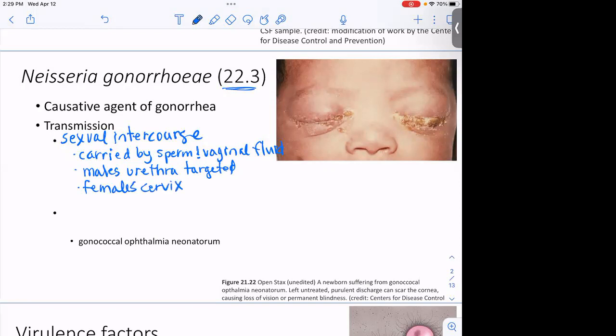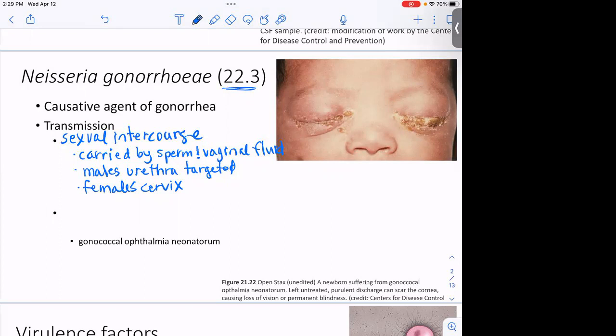Okay, and interestingly, a male with gonorrhea is much more likely to give it to their uninfected partner. About 50% of uninfected females would get it from an infected male. The transmission is a little bit less efficient the other way. So a female with gonorrhea would only give it to her uninfected partner about 20% of the time. Okay, so the bacteria kind of hitches a ride on the sperm.